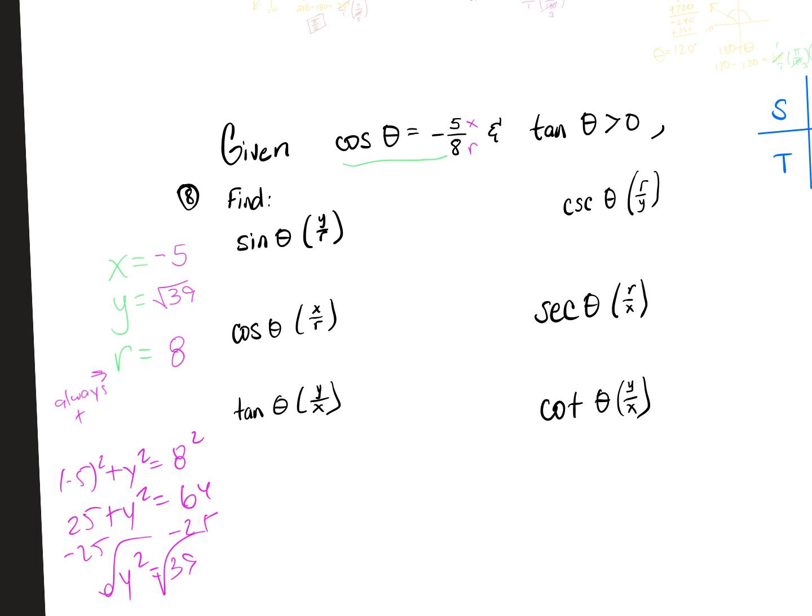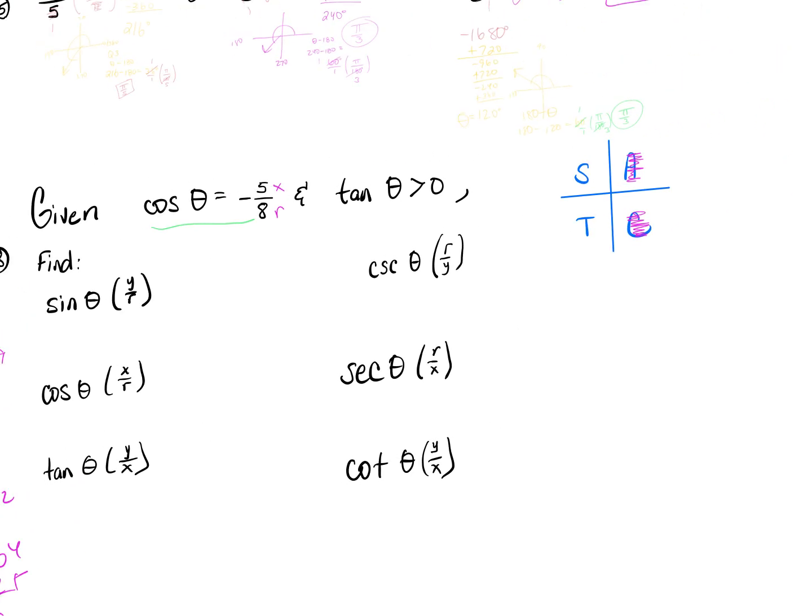Yes, ma'am? I thought cosine is positive and negative. No. In quadrant 4, the signs are x is positive and y is negative. But in quadrant 4, cosine and its reciprocal function are positive. If the angle was in quadrant 4, that would be because your x value would be positive. This second piece of information tells you a lot right here.